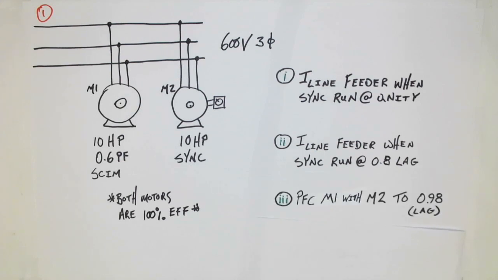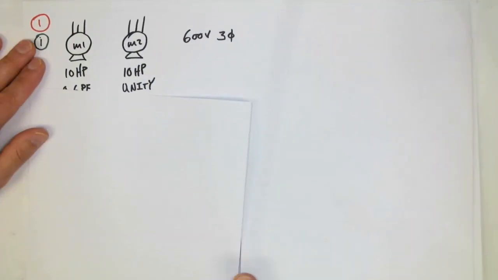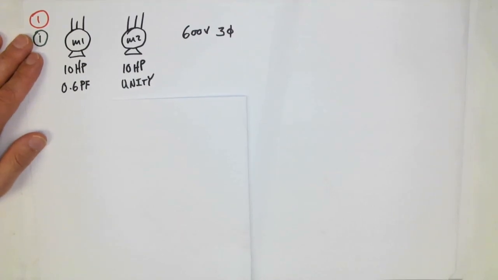And finally, the third question here, let's use motor 2 or the sync motor to power factor correct motor 1. And we want to have the feeder at 0.98. And in addition to that, we have a few questions. So let's take a look at the information and how we're going to start the calculations. I always say sketch, sketch, sketch. I like sketches because sketches make things a little bit easier when they're illustrated.